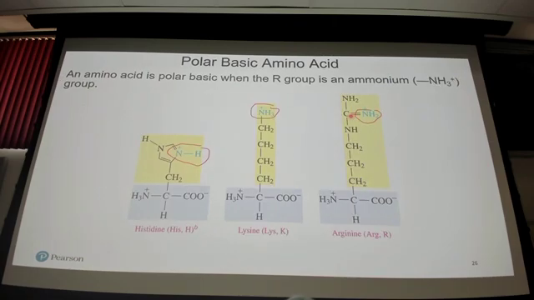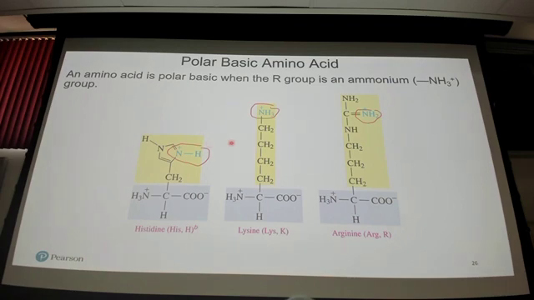Polar basic amino acids: histidine, lysine, and arginine have an additional ammonium group, and that's going to be a positively charged nitrogen and hydrogen molecule. That's why I circled those. These amino acids are always going to be positively charged under physiological conditions because they have that extra charge. These two cancel each other out, and you have an extra positive charge. Does that make sense?